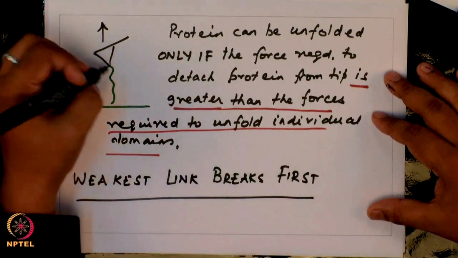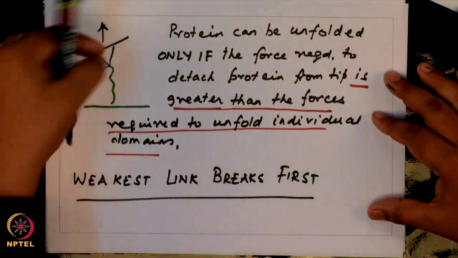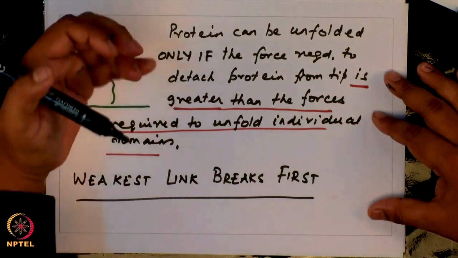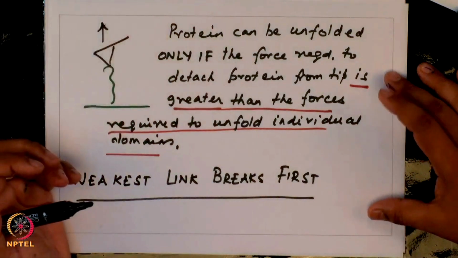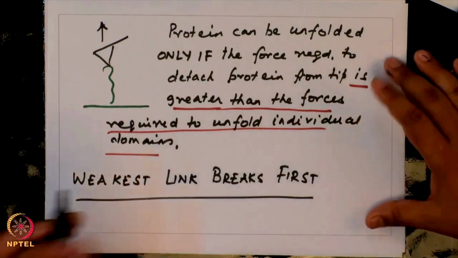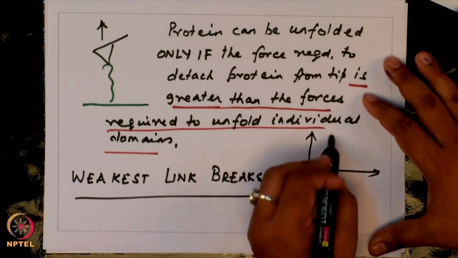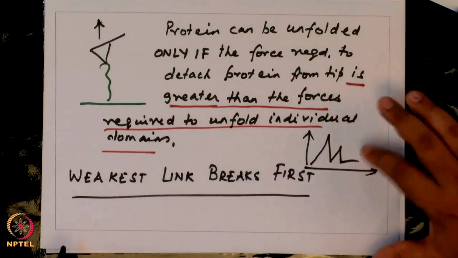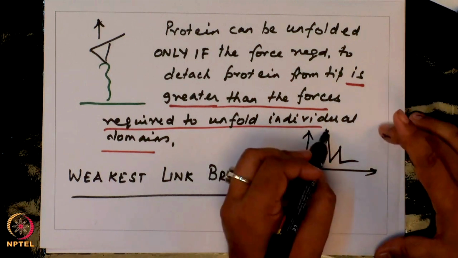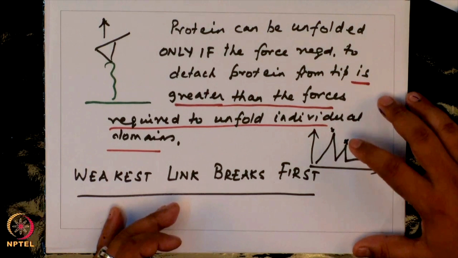So, if the force required to unfold a domain is much greater than the force of adhesion between the tip and the protein, then the tip will just detach from the protein. Okay. So, you will not see any signal. You will only see two detachment peaks. In this particular case, this is all that you will observe. This is associated with detachment of protein from the surface and this is associated with detachment of tip from the protein.